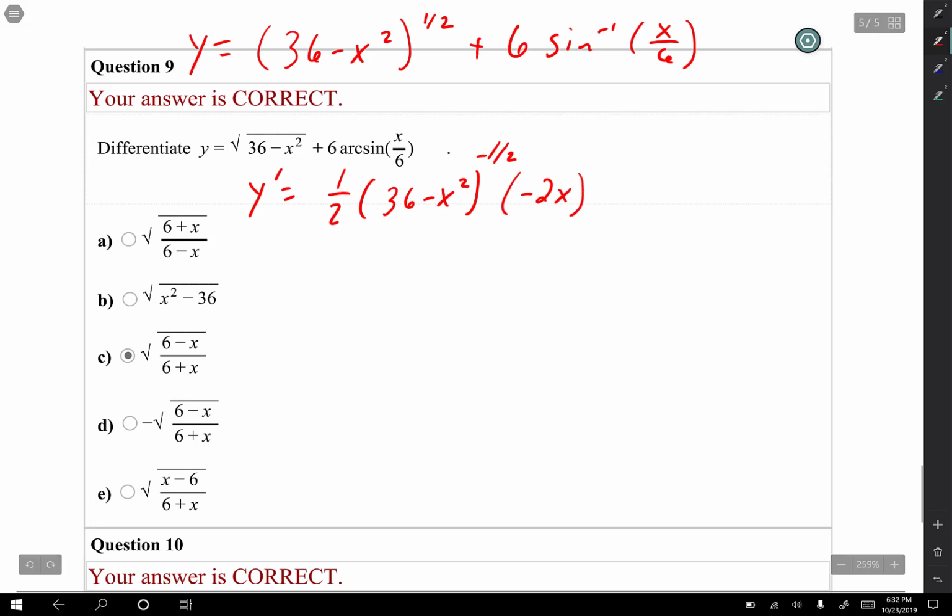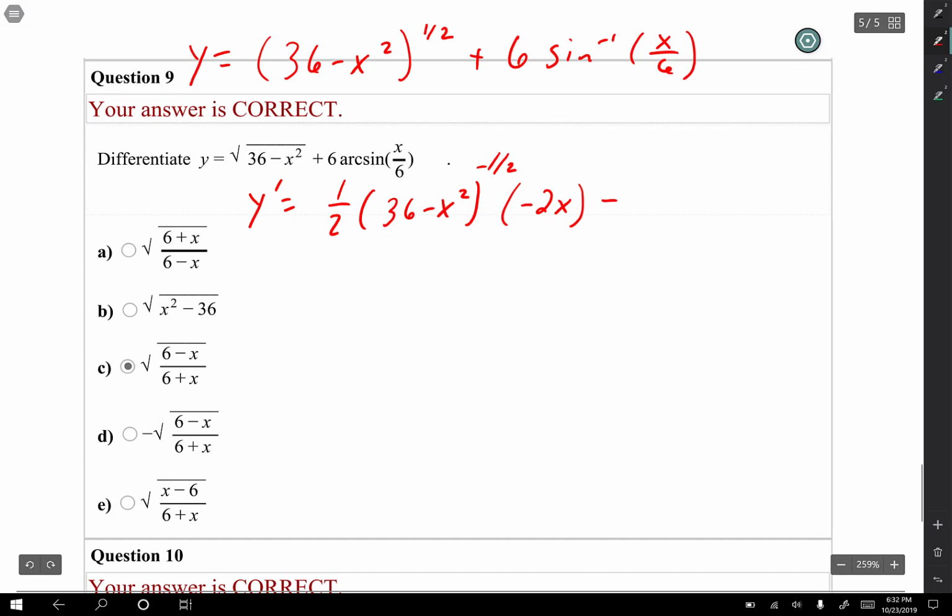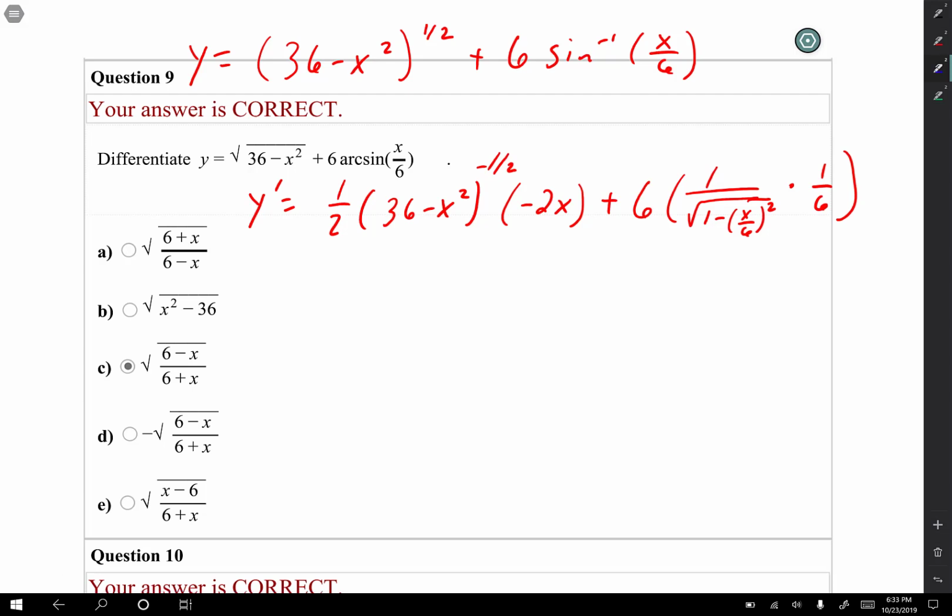Now we still got to take care of the derivative of arcsin here. So plus 6, and then the derivative of arcsin is 1 over the square root of 1 minus x over 6. Close it, put a square on it. We're not done. Times the derivative of x over 6 is just 1/6. Close. All right. So right off the bat, before I even continue, I'm going to do this, guys. That 6 and that 1/6 cancel each other out. This half and that negative 2 cancel each other out.